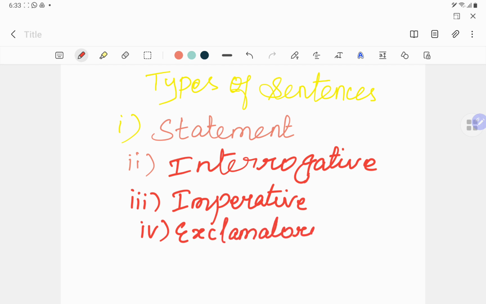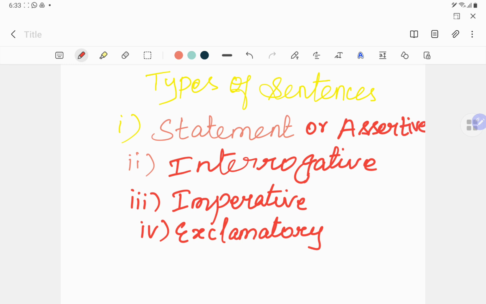So here you have 4 types of sentences. So what are they? Statement, interrogative, imperative, exclamatory. So these 4 are called as what? Types of sentences. Okay. So statement means, how to tell, means செய்தி வாக்கியம். In Tamil you can tell it as a செய்தி வாக்கியம். In English statement, or else you can tell it as an assertive sentence.